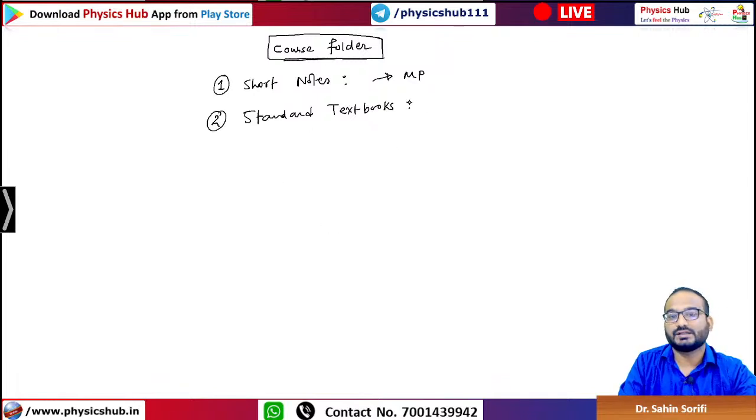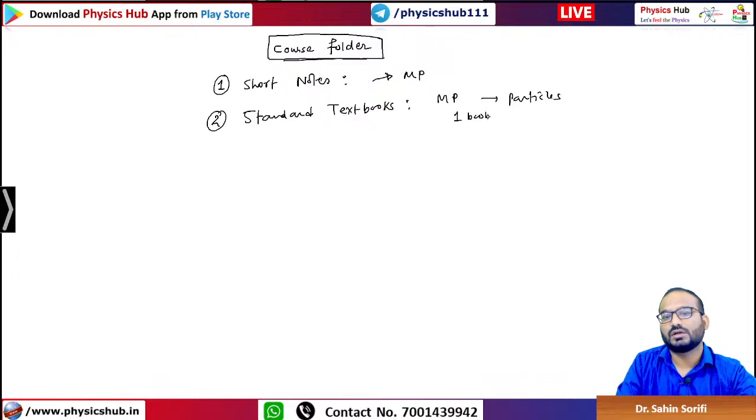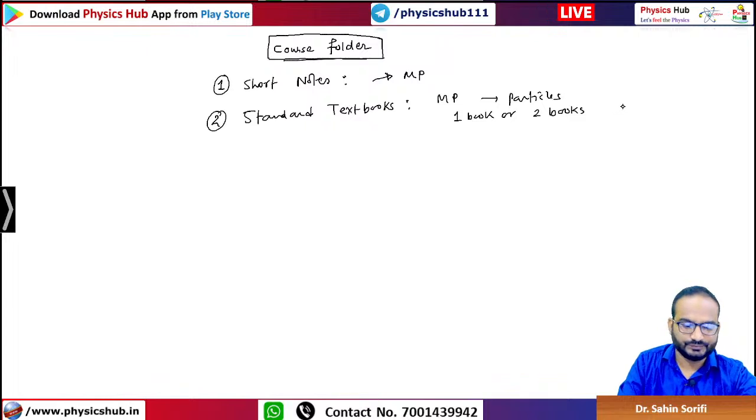In the standard textbooks, for each subject you need at least 1 or 2 books. So keeping that in mind, for each and every subject, starting from mathematical methods to particle physics, I have added 1 book or 2 books, okay, so that you can also download.